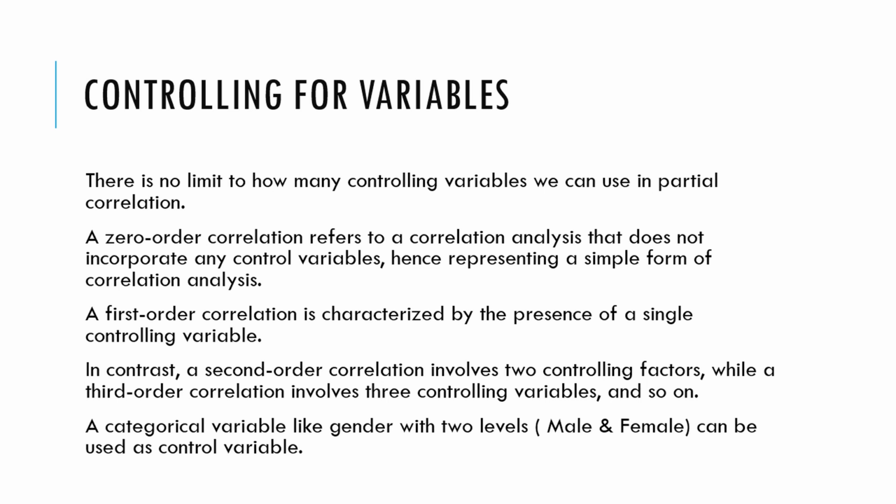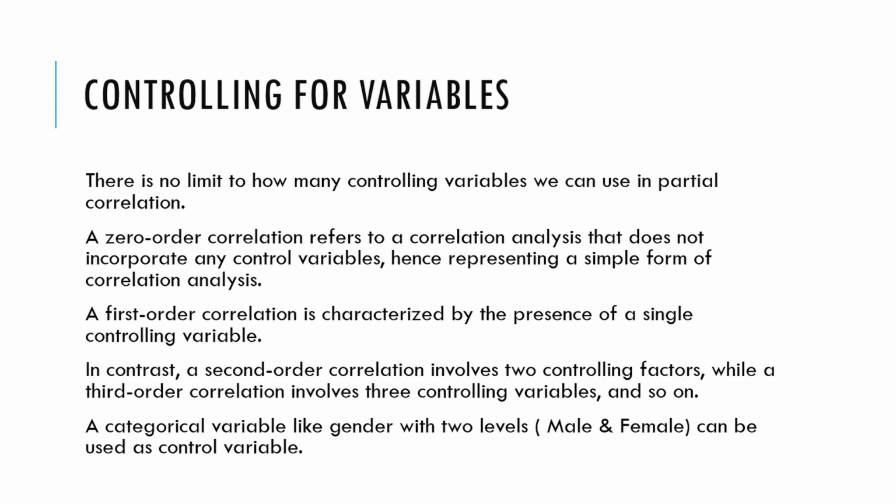Controlling for variables. There is no limit to how many controlling variables we can use in partial correlation. A zero-order correlation refers to a correlation analysis that does not incorporate any control variables, hence representing a simple form of correlation analysis. A first-order correlation is characterized by the presence of a single controlling variable, a second-order correlation involves two controlling variables, a third-order correlation involves three controlling variables, and so on.